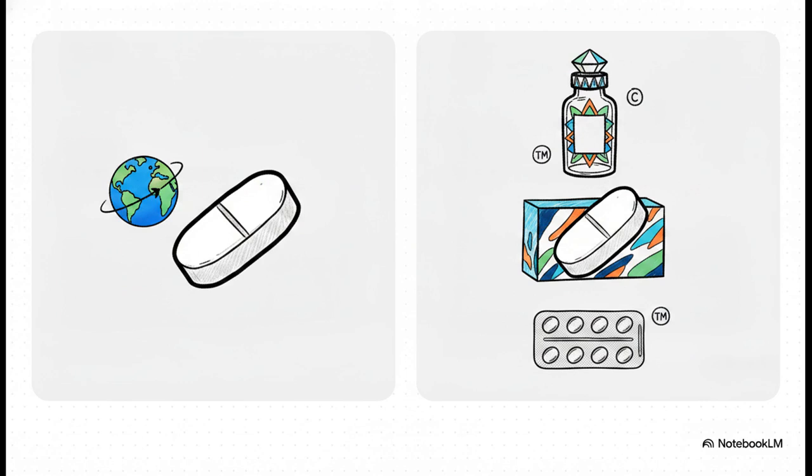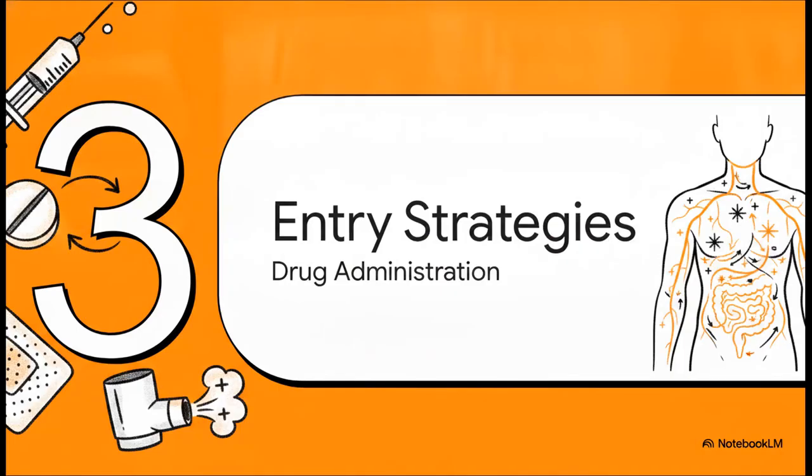The generic name is the universally accepted, official, non-proprietary name, like acetaminophen or paracetamol. There's only one generic name per drug across the whole globe. The brand name, though, that's the copyrighted proprietary name chosen by a specific manufacturer. Think Tylenol or Panadol. So one single drug can have multiple brand names, but that underlying generic substance is exactly the same.